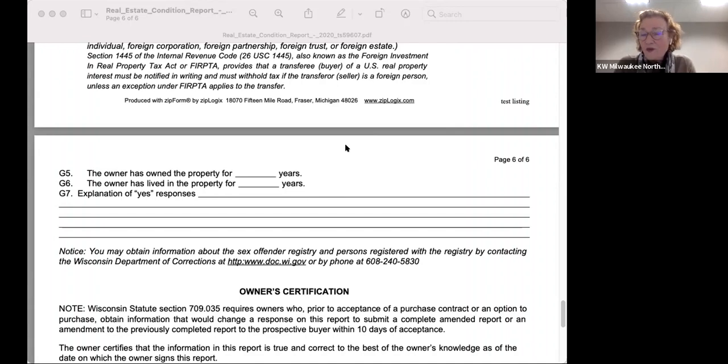important. Well, there's a separate form that you can get through Zip Form that is called the refusal to fill out the real estate condition report. And it's just the seller saying, okay, I own it, but I don't want to be responsible for any knowledge that I may or may not have about the condition of this property. So I'm not going to fill it out.